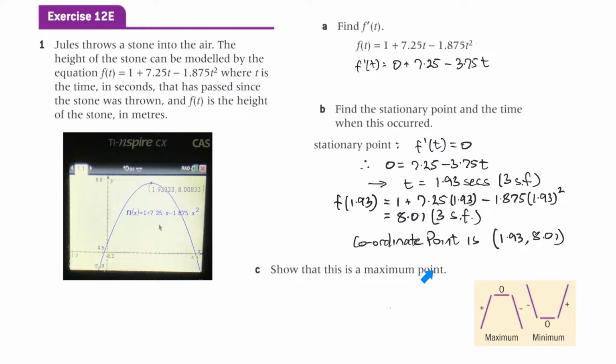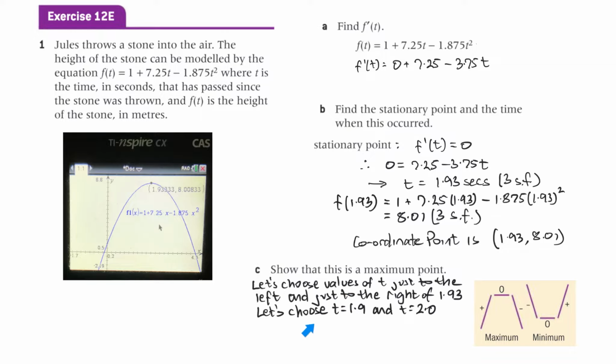Show that this is a maximum point. Well, we saw this from the textbook. If it's a maximum, it's a positive slope, changes to a negative slope. And do we get that? Try values of t just to the left and the right of t equals 1.93. Now, we have to try this in the derivative function because the derivative function shows us the slope.